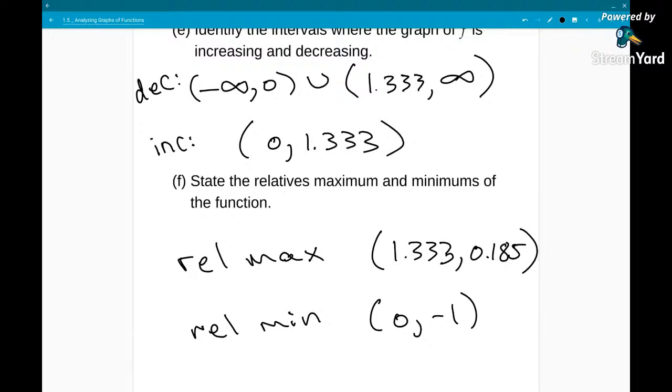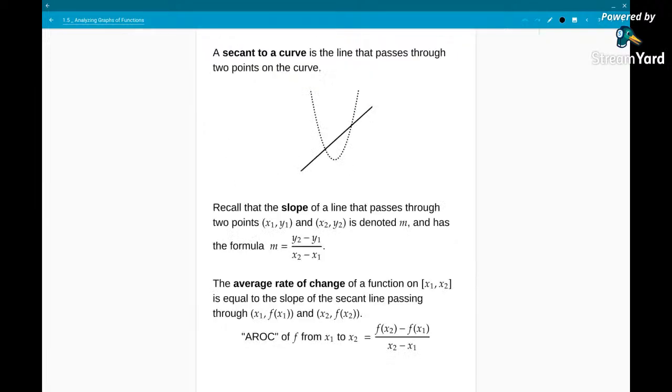State the relative max and minimums. These are ordered pairs. These are points where these are turning points. But we're not just saying turning points, we're being more specific. We're saying 1.333, 0.185, that was a relative max. So we know more information than a turning point. We know it's looking something like that. And then our relative min was a turning point, yes, but we have more information. We know it turned from decreasing to increasing. All right.